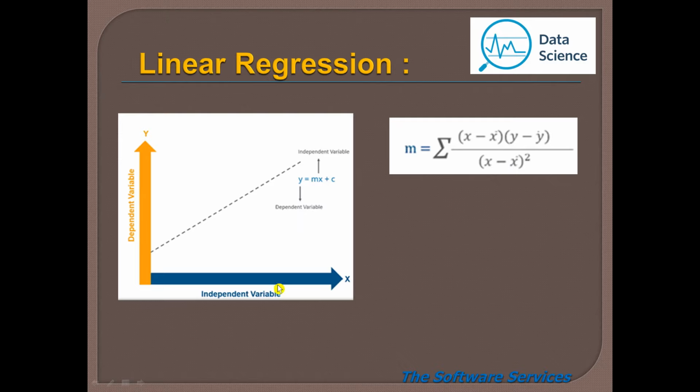If it is one variable, this is the equation, friends. If we have a number of independent variables, then the equation will change: second order, third order, fourth order equations will come here. Some complexity will increase if you have multiple predictor variables. In our case, we need to predict the tip based on the total bill.